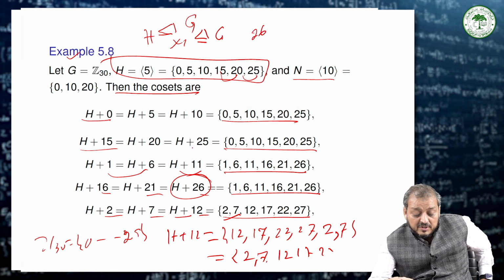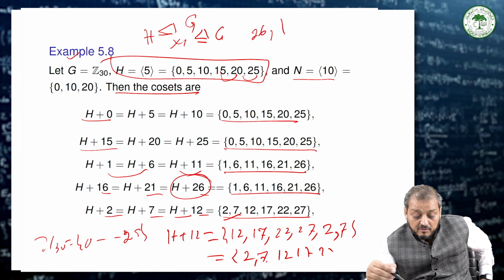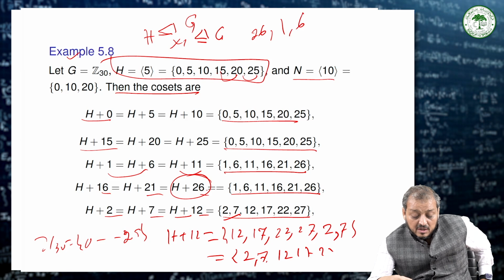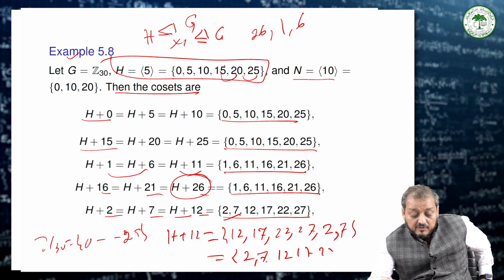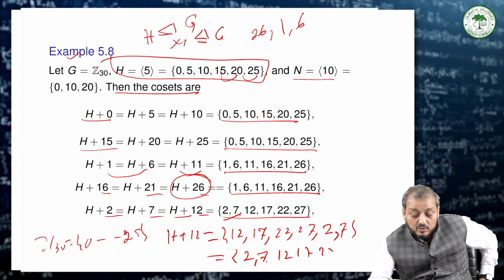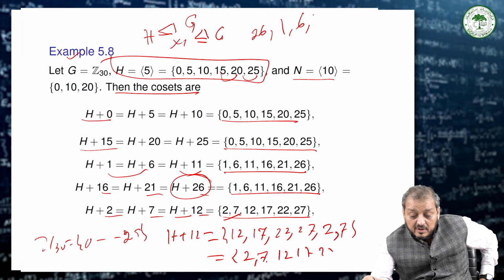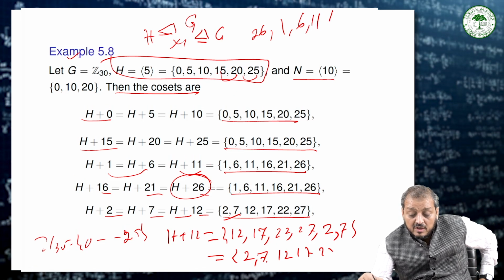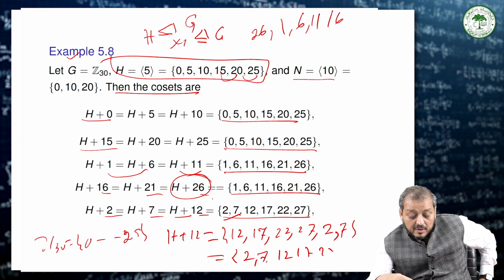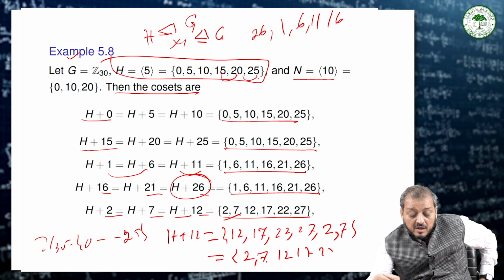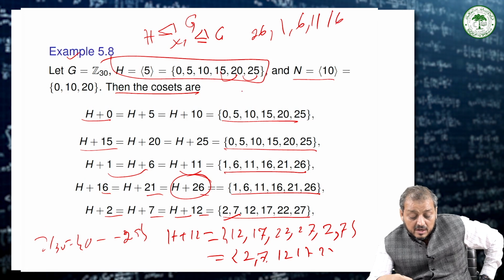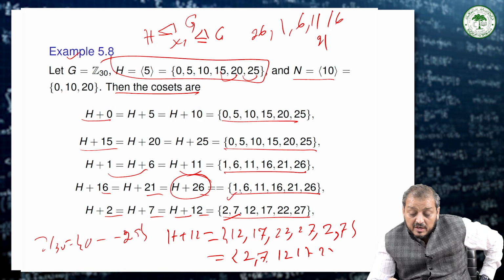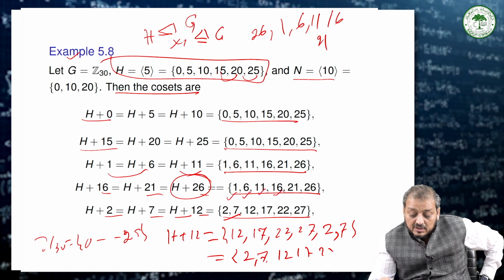Now 5 plus 26 is equal to 31, which gives you 1. Then 10 plus 26 is 36, which gives you 6. Then 15 plus 26 is 41, which is equal to 11. Then 46 means you have 16. Then 25 plus 26 is 51, and 51 is equal to 21. So you have 1, 6, 11, 16, 21 and 26.